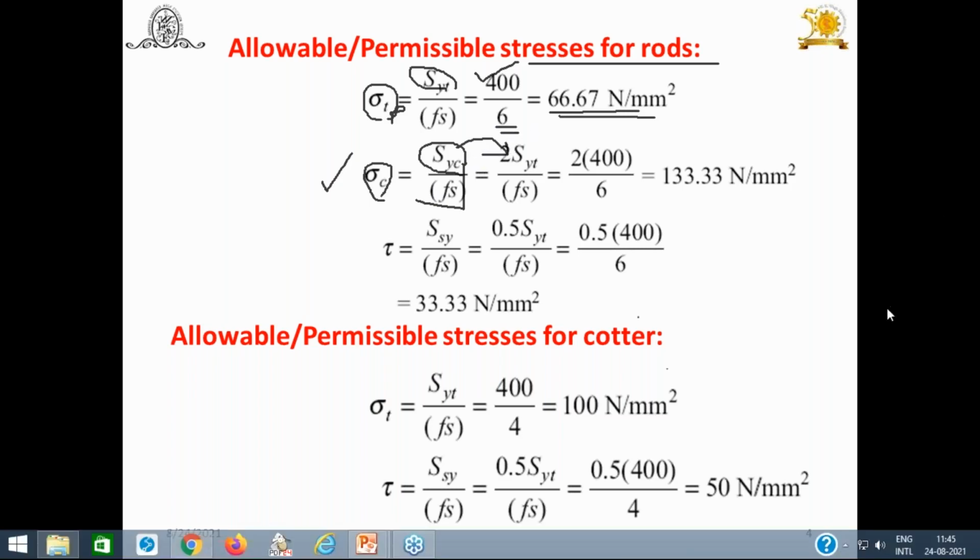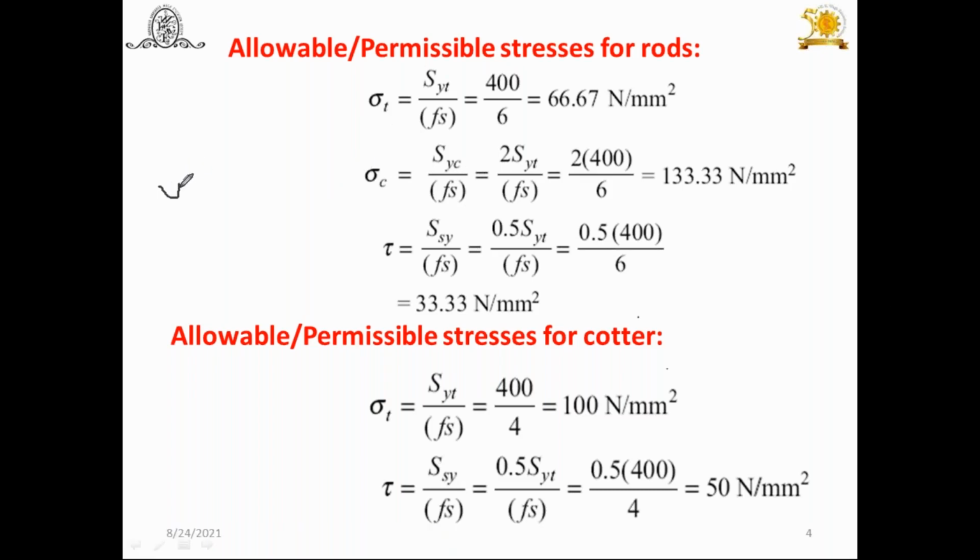Now the question arises, how is it taken? The yield compressive stress of plain carbon steel is equal to 2 times SYT, or it is in the range of 1.5 to 2 times SYT. You always use these basics, and compressive stress is always more. And that's why, to find the permissible compressive stress, sigma C, what do you have to do?